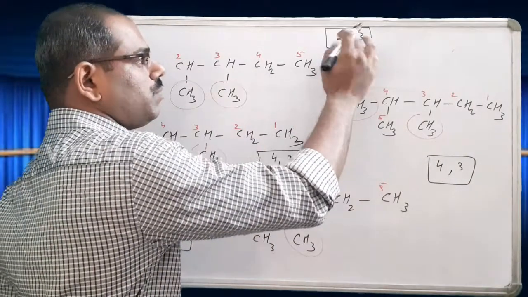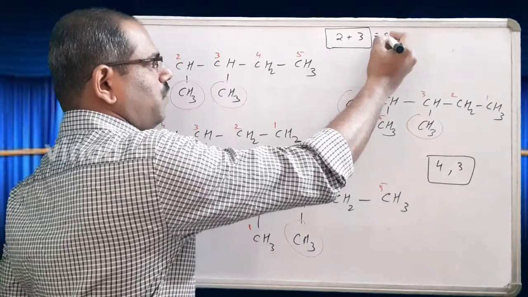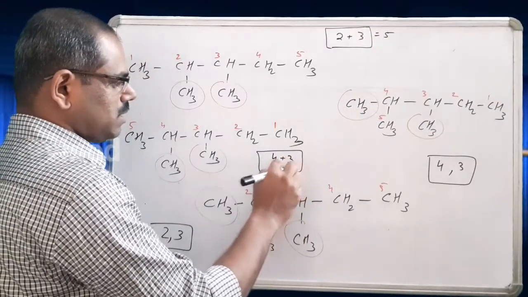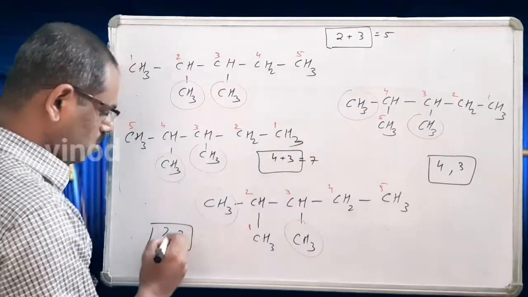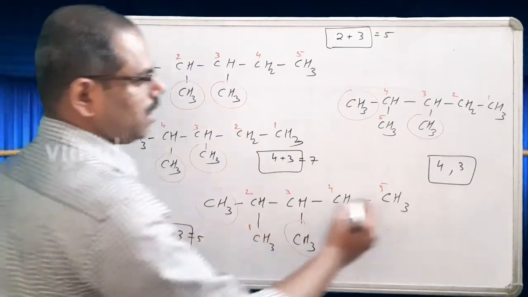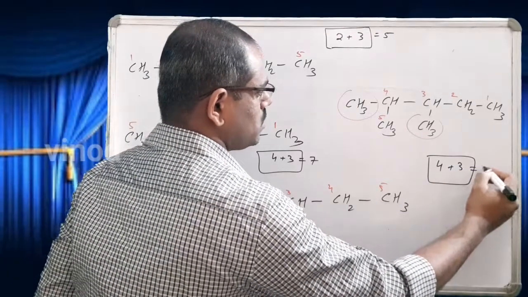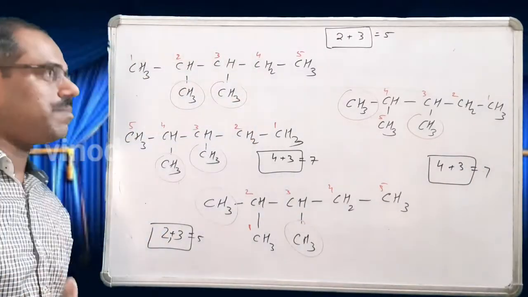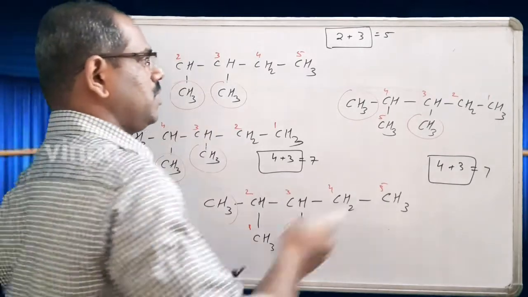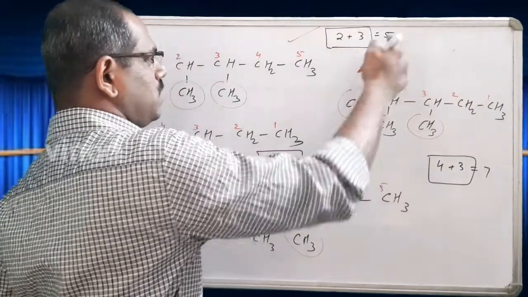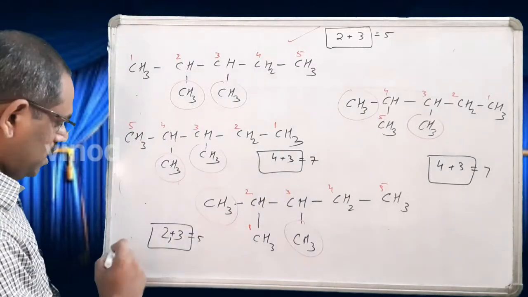Suppose 2 plus 3 is equal to 5, and 4 plus 3 is equal to 7. So where the lowest sum comes, the lowest sum here: 2 plus 3, 5, and 2 plus 3, 5.